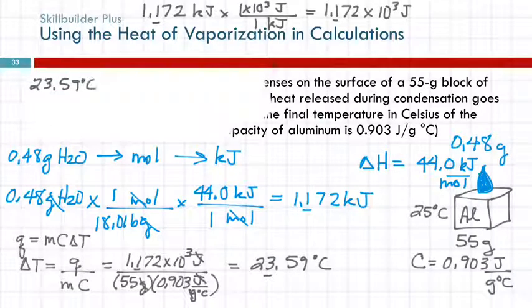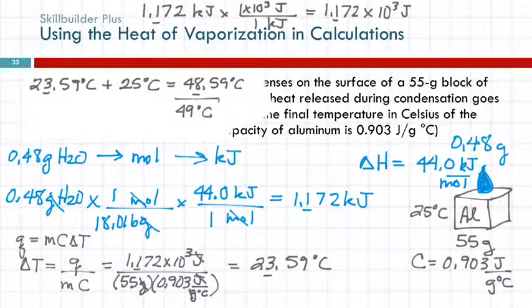23.59 degrees Celsius is the change. And so the change plus the initial temperature is going to give us 48.59 degrees Celsius. So that would round to 49 degrees Celsius. So the aluminum is going to heat up. Well, it's endothermic for the aluminum. It's exothermic for the water.